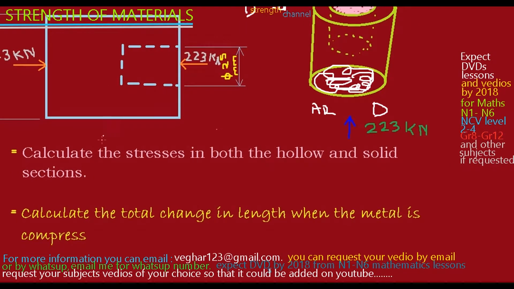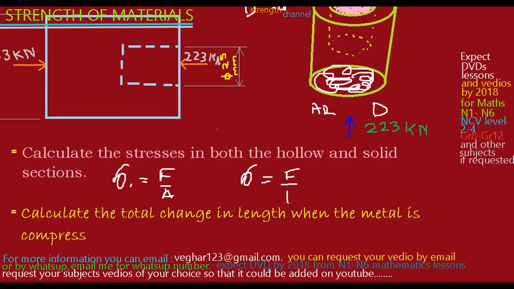So they said calculate the stress in both the hollow and the solid section. So there's a stress on top, there's a stress underneath. So to calculate this one, you will have to find the stress one, which is force over area. You can call it stress one. Which one is for the hollow or for the solid, it depends. It's up to you which one is F1.